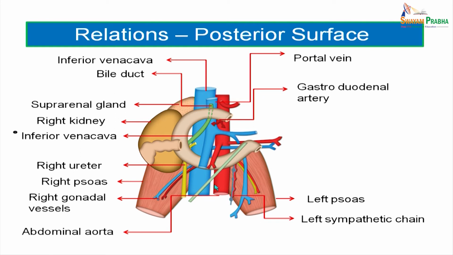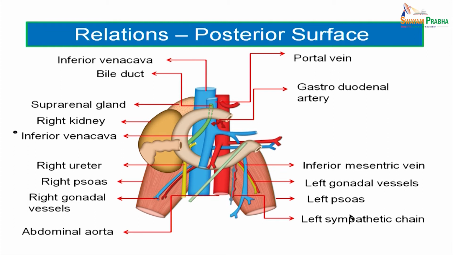And to the last segment, that is the fourth part, we have the following structures, again starting from the abdominal aorta, the left sympathetic chain, the left psoas, the left gonadal vessels, the inferior mesenteric veins and the left renal veins. Here we see that a few of the structures are related to more than one segment of the duodenum, for example, inferior vena cava, the right ureter, the right psoas. So, the relations keep on repeating. That is the idea why I chose to summarize all the relations on the posterior aspect in one particular slide.